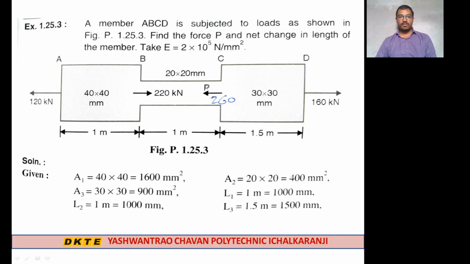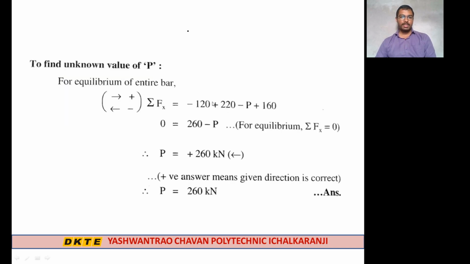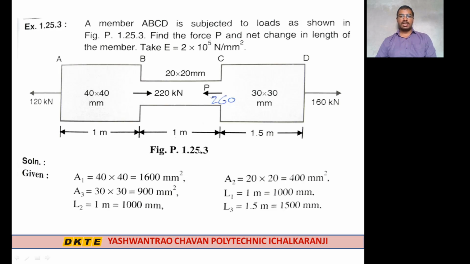To find the value of P, we have to do summation of all horizontal forces: minus 120, this is towards left, that means negative, plus 220 towards right, positive, minus P towards left, negative, plus 160 towards right. Overall, the value of P is equal to plus 260, means positive. A positive sign means the given direction is incorrect, since in the problem the direction is shown towards the left.